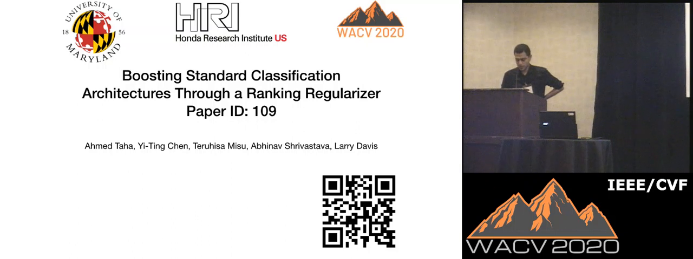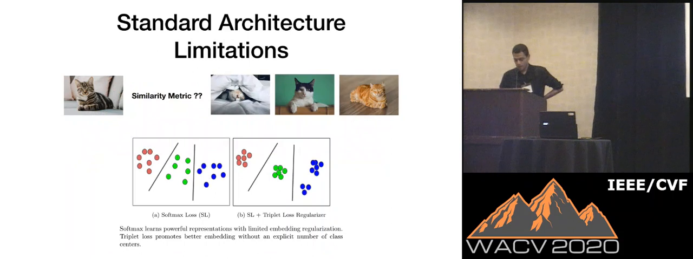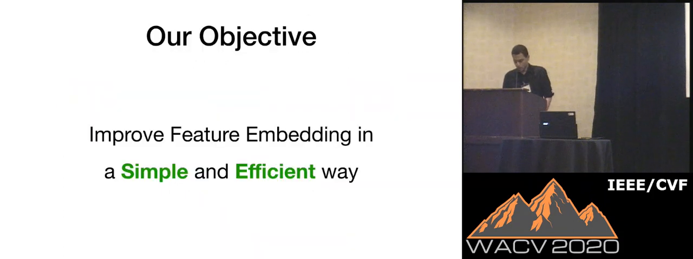My name is Ahmed Taha, and our paper extends standard architectures to quantify similarity between different objects. Standard architectures are powerful classification models. With ImageNet, they enable fine-tuning and feature extraction for new domains like medical images and videos. However, they cannot quantify similarity between objects within the same class. Our objective is improving feature embedding using a simple and efficient approach.